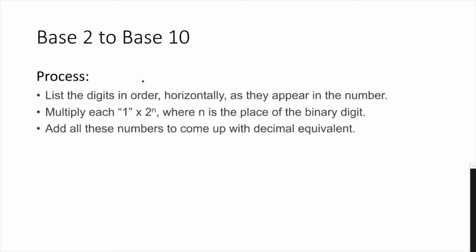Okay. Now, if we're going the other direction, base 2 to base 10, we list the digits in order horizontally to appear in the number. Then we multiply each one by 1 times 2 to the n, where n is the place of the binary digit. Add all these numbers to come up with the decimal equivalent.